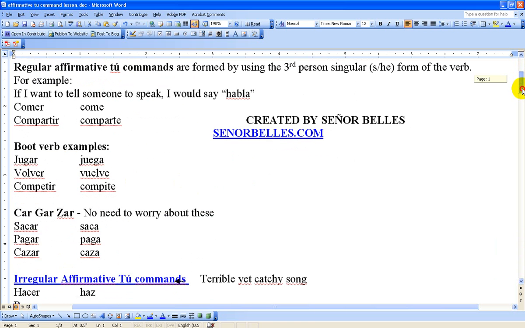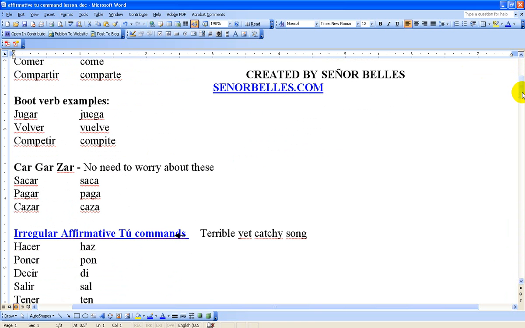Let's go down a little more. Boot verb examples. With boot verbs, we still do need to keep in mind the whole boot change, and it's still just using the he/she form of the verb. So juega, vuelve, and compite. Those are all boot verbs, and we're going to keep that change in mind when making these affirmative tú commands.